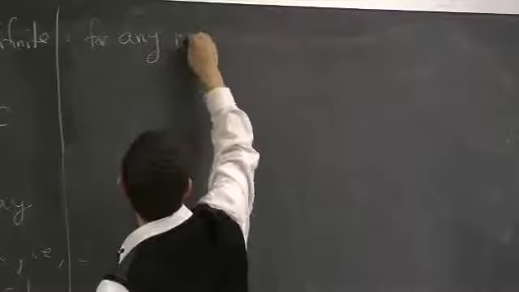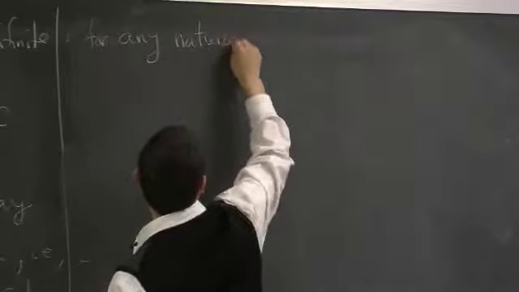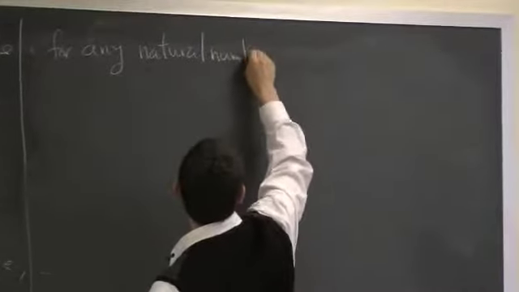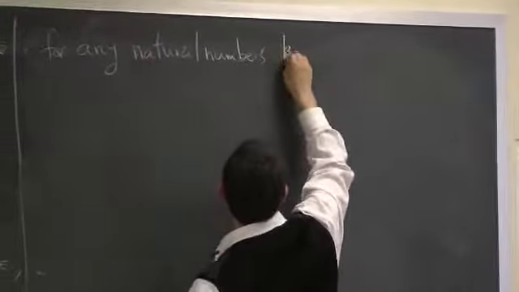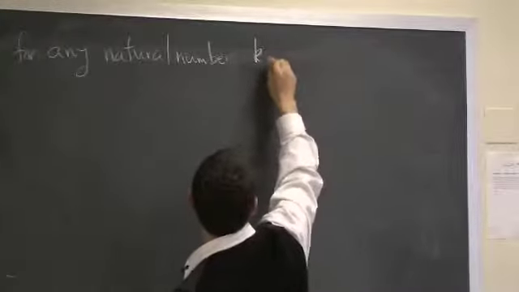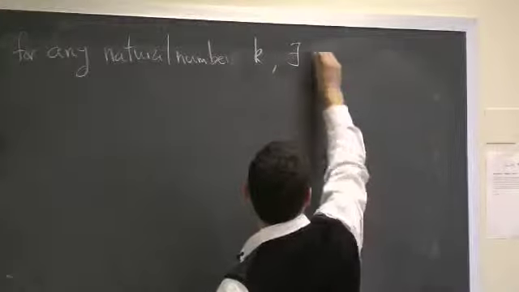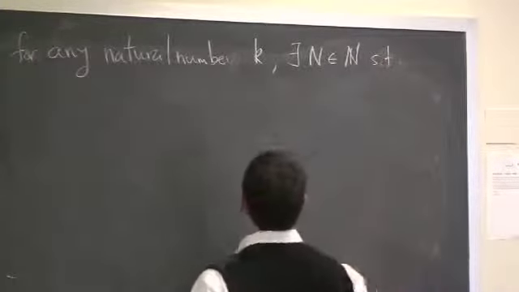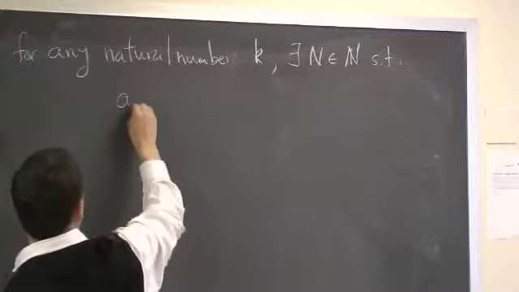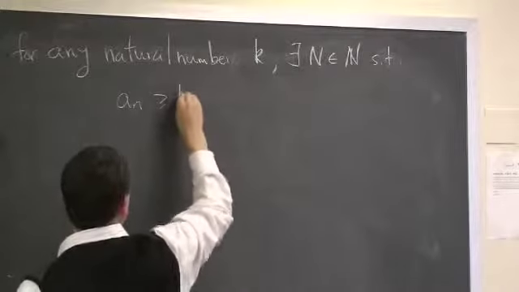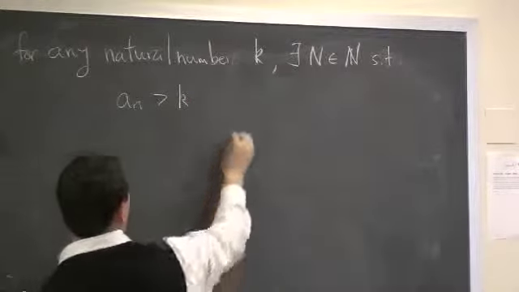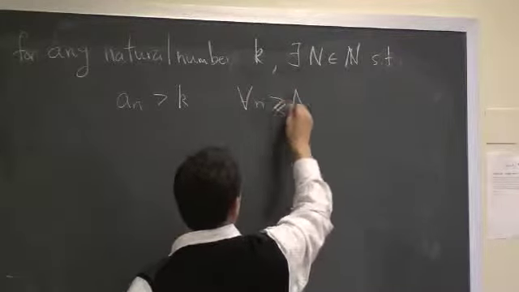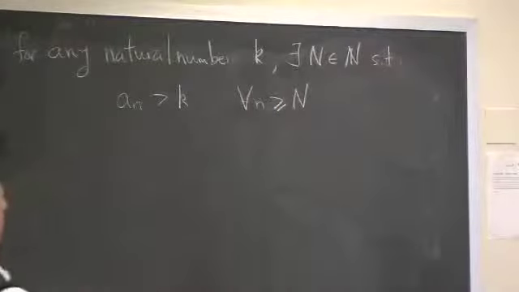for any, it doesn't really matter if we use real numbers or natural numbers, so let me just say natural numbers. For any natural number k, there exists a natural number N such that a_n is greater than k for all n greater than or equal to N.